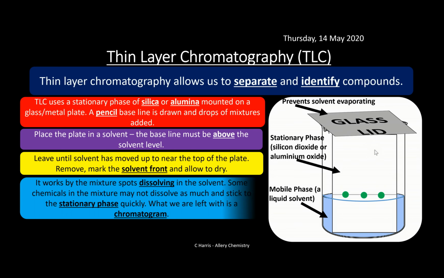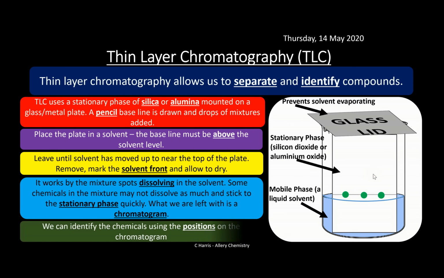And so then it works by the mixture spots dissolving in the solvent. Sometimes these chemicals will spend more time adhered to the stationary phase. Sometimes some chemicals will spend more time in the mobile phase, and therefore they'll migrate further up the chromatogram, whereas the ones which are not very soluble will spend more time stuck to the stationary phase, and therefore will probably sit lower down on the chromatogram. Okay. So we can identify the compounds or the chemicals that make up our mixtures by checking the positions of them at the end and calculating the RF value, which is what we're going to look at now.